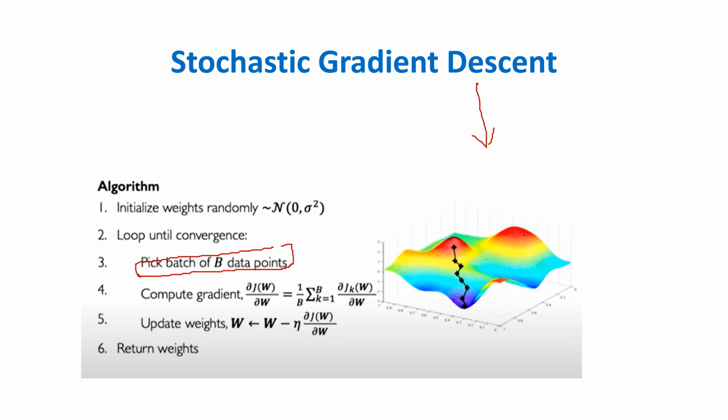So what we can do is pick up a set of data points every time. We need not consider all the data points every time. We can do it for a batch B of data, or we can randomly pick up a single data point, and that is also possible. That is what stochastic gradient descent is, and then we can do the same. So this can be much faster than gradient descent.